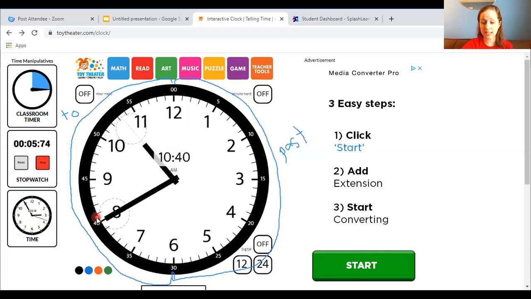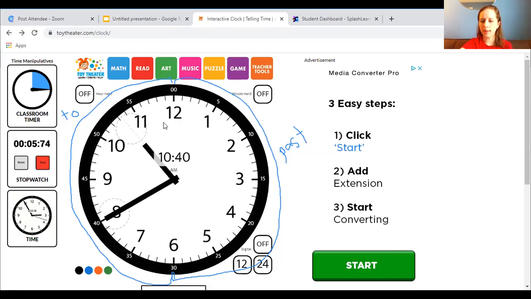Let's find out how many minutes it will be until 11 o'clock. So we count by fives. 5, 10, 15, 20. So here I could say 10:40, or I could say it is 20 to 11. 20 to 11. And if I were to move this around 20 minutes, 5, 10, 15, 20, take a look. Now it's 11 o'clock. So 10:40 is the same as 20 to 11.